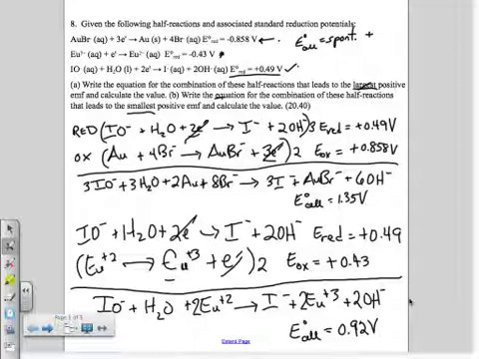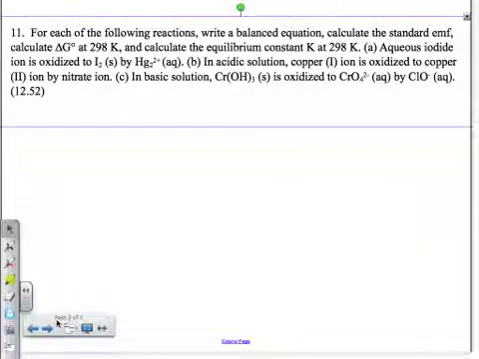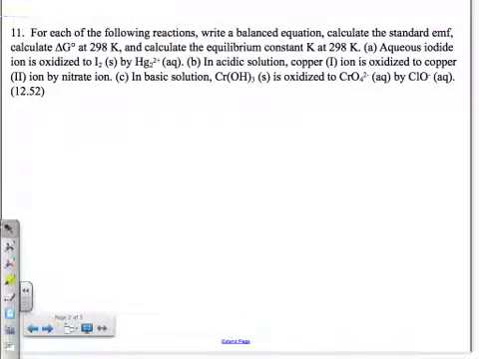All right, so once we start using the standard reduction potential tables, doing those redox reactions becomes a little bit easier. All right, moving on. Number 11, we are going to write some reactions based on what we're given. The standard reduction potentials are going to become very helpful here. We're going to write balanced equations. We're going to calculate the EMFs. We're going to get the delta G and the equilibrium constant. So we're going to pretty much do the whole thing. The only thing we're not doing here is using the Nernst equation, which we're going to do, I think, in the next problem.